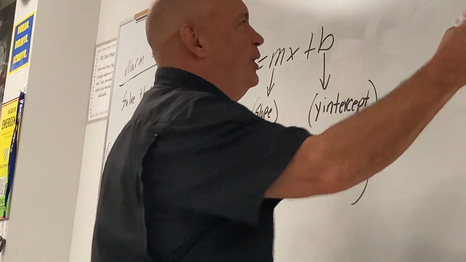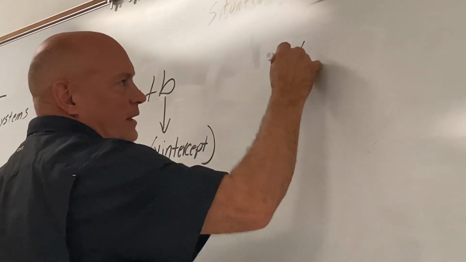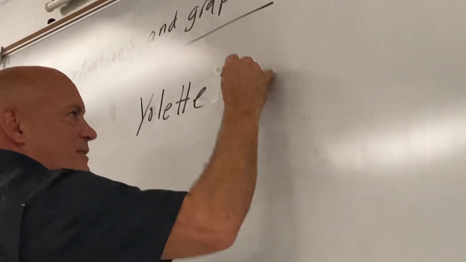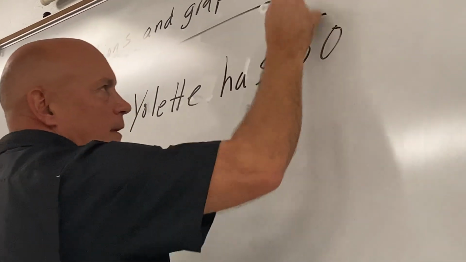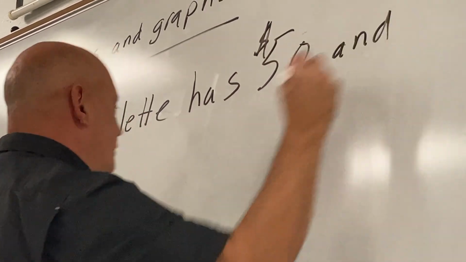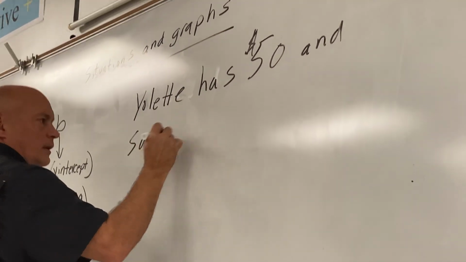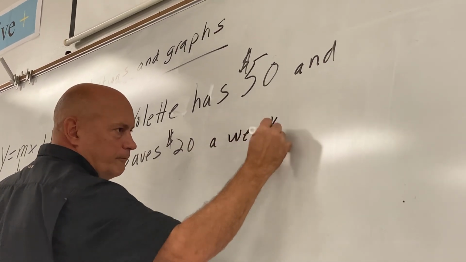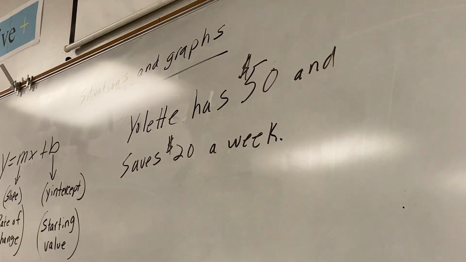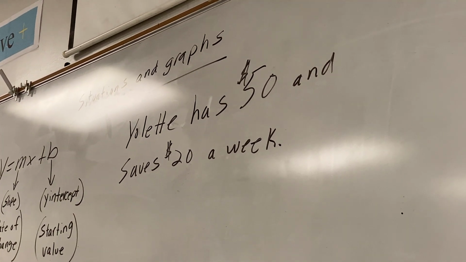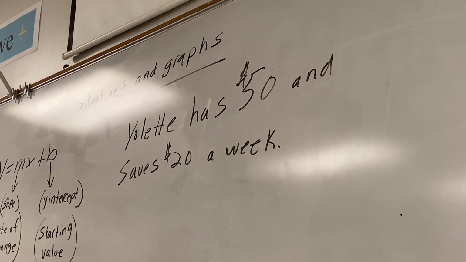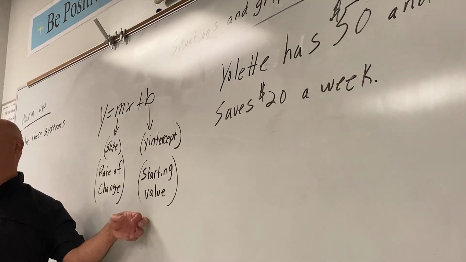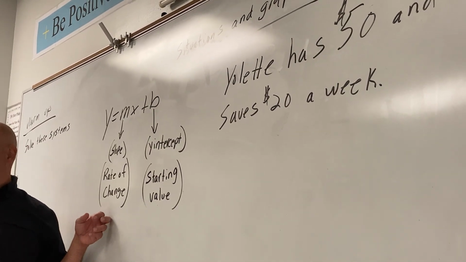All right, let's start off with the word problem. Yolette has $50 and saves $20 a week. So here's our word problem. We need to write the equation for Yolette having $50 and saving $20 a week. We need to think about which number is her starting value and which number is her rate of change.